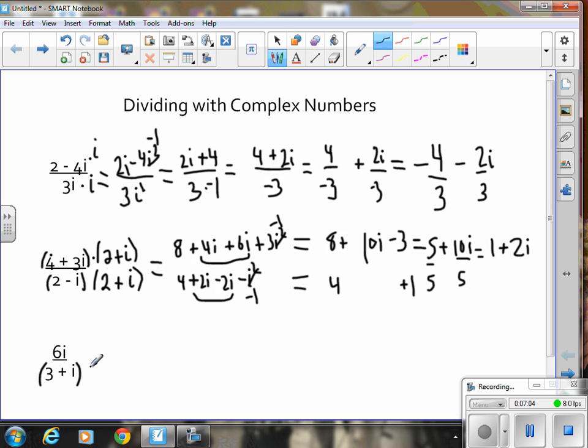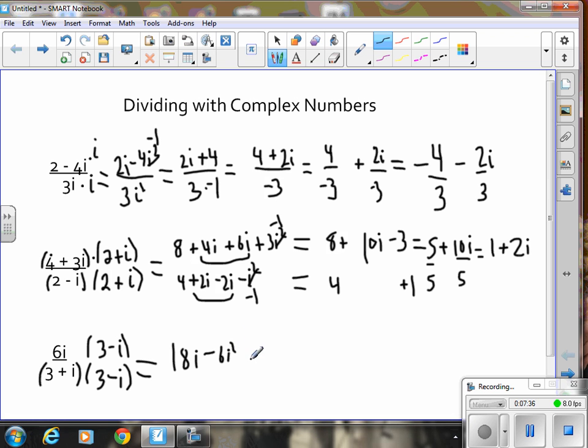And this one has a complex number in the denominator, so I'm going to need to multiply by 3 minus i, which is the conjugate of that denominator. If I do it to the denominator, I must do it to the numerator. My numerator has one imaginary term, so it's not quite so difficult with my multiplication. I'll distribute 6i times 3. That'll make 18i. And 6i times -i makes -6i squared.